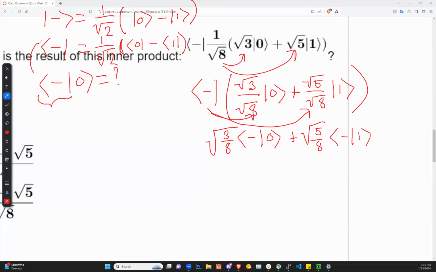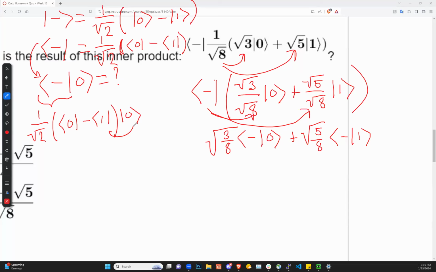So how does this help us? Well, if we rewrite this in terms of the 0 state and the 1 state, we end up with something that looks like this. And that's something we know how to do, right?